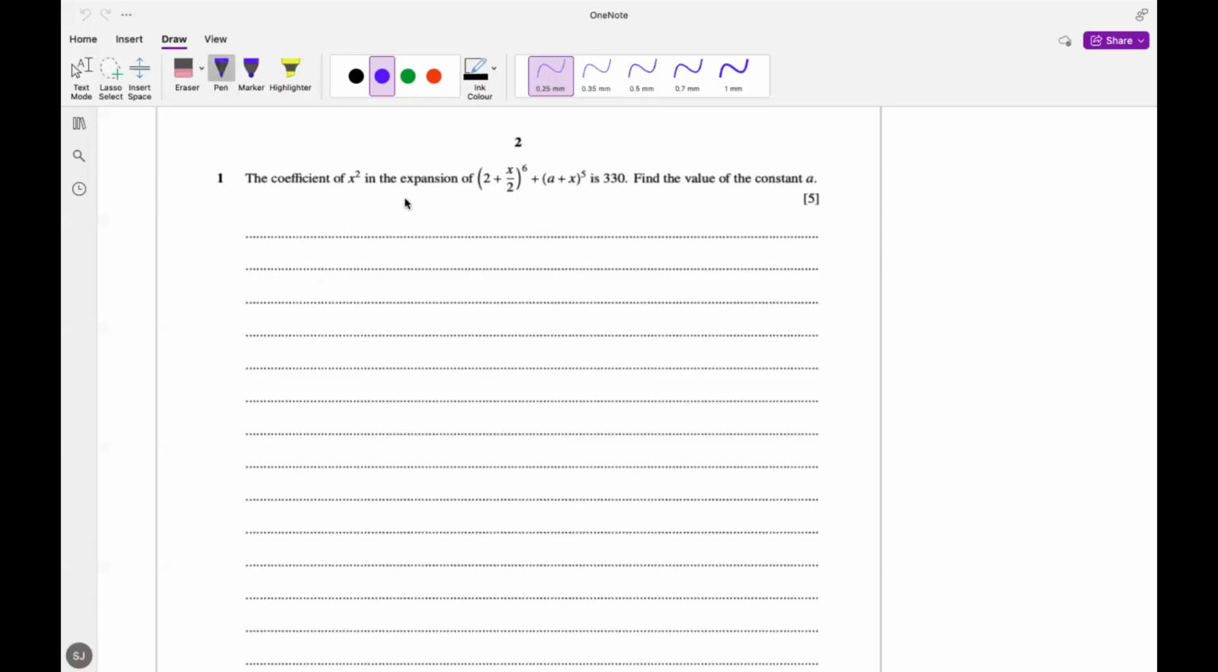In question 1, we have to find the coefficient of x squared in the expansion of (2 + x/2)^6 + (a + x)^5, and the coefficient is 330. We have to find the value of the constant a.